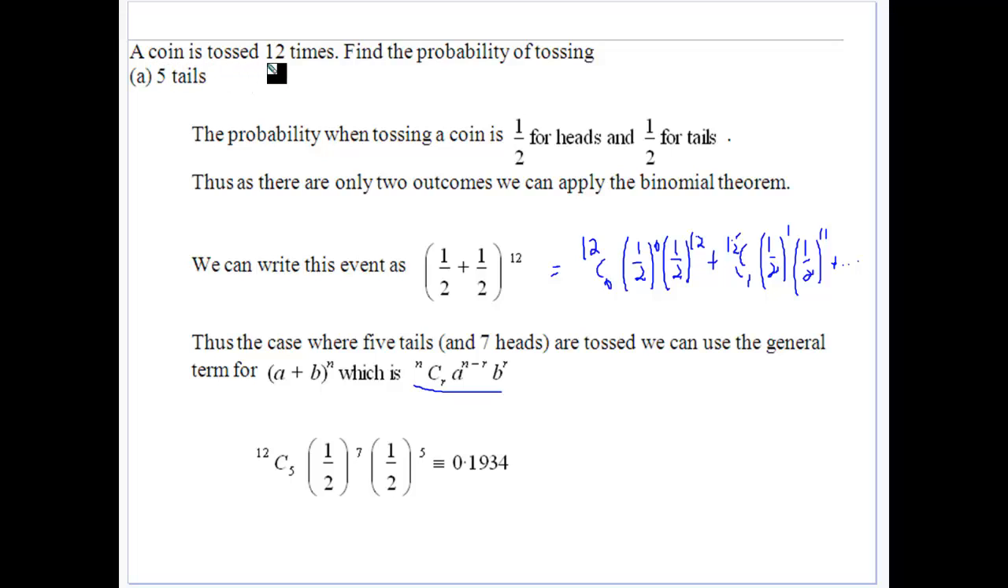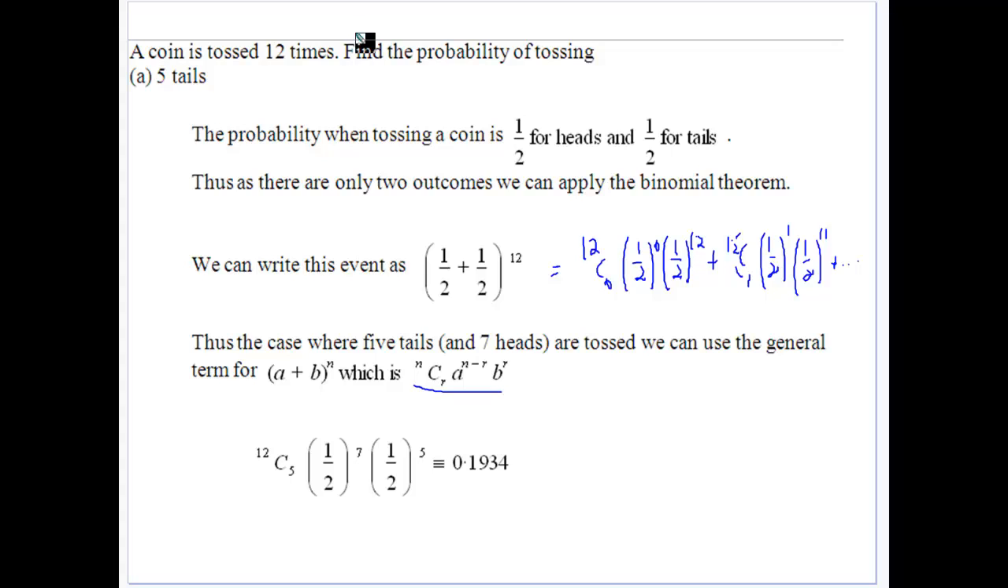A coin is tossed 12 times. So what's the probability of tossing 5 tails? Now, those 5 tails can occur anywhere. You can have the 5 tails occurring first, then 7 heads. Or you can have 4 tails and then a tail occurring somewhere in the last 7. So there's a lot of different ways you can find that.